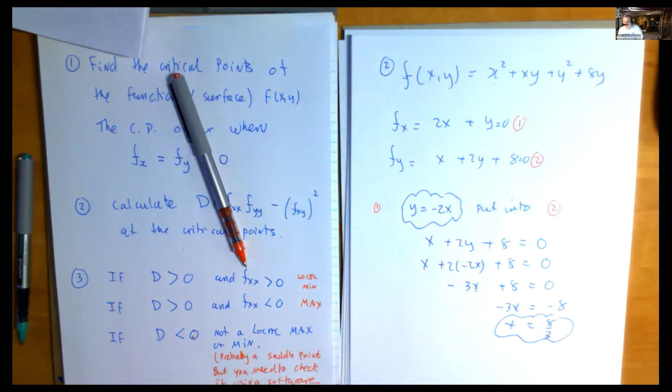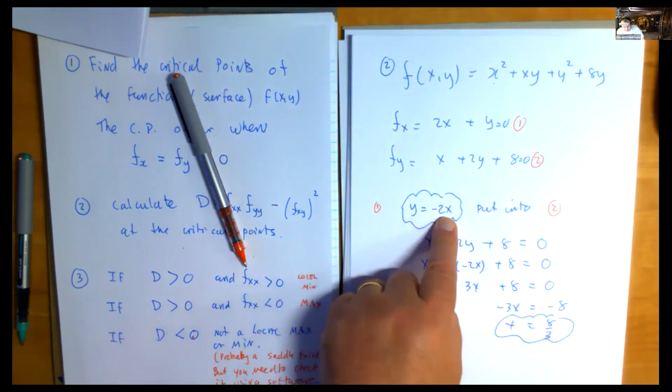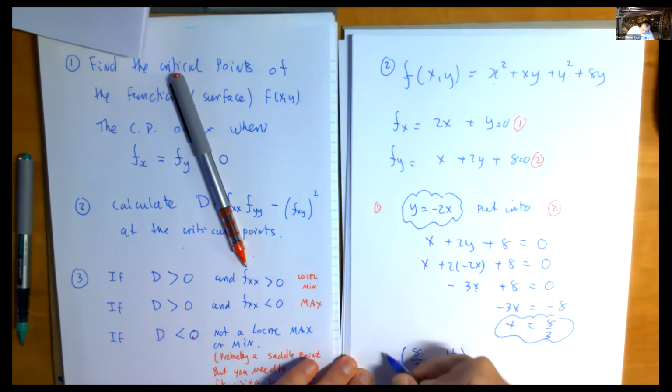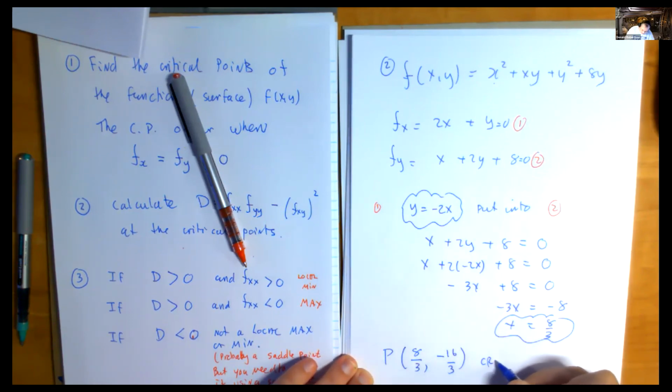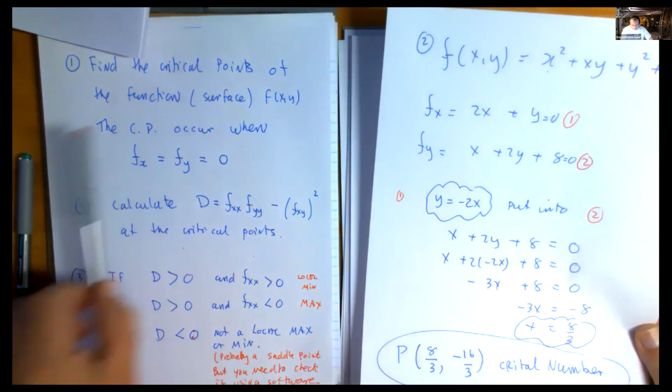But it's doable. Would you agree in this particular case, there's only one critical number? And the coordinates of that critical number are an x coordinate of 8/3. And won't the y coordinate be negative 2 times this guy? So that will be negative 16/3. That's the only critical number I've got. Guess I should call it critical point. It's the same thing.